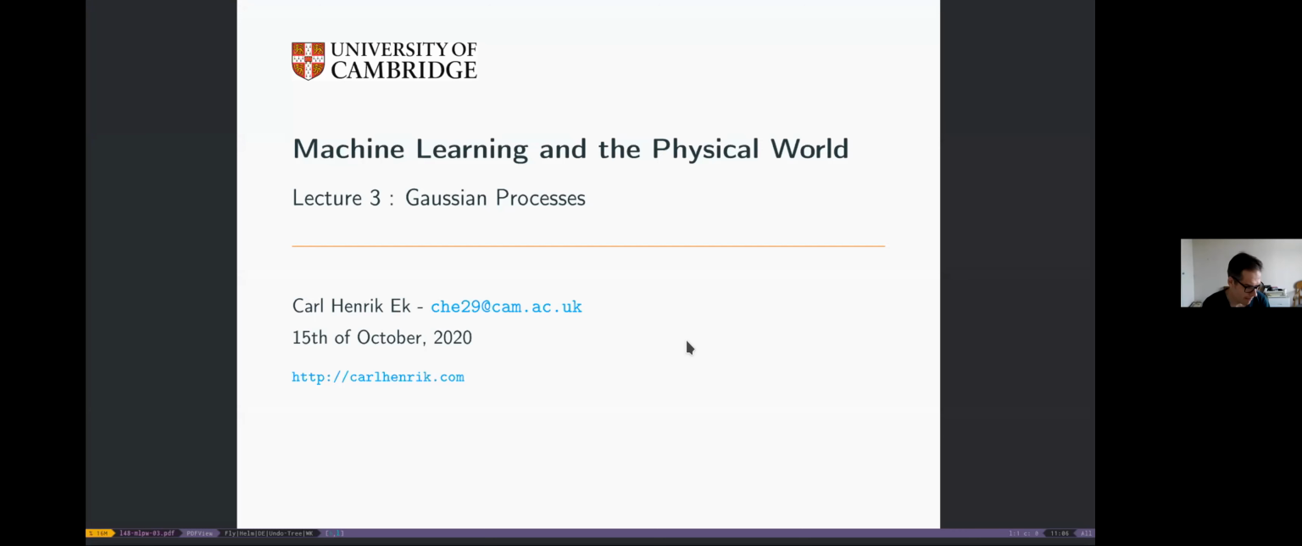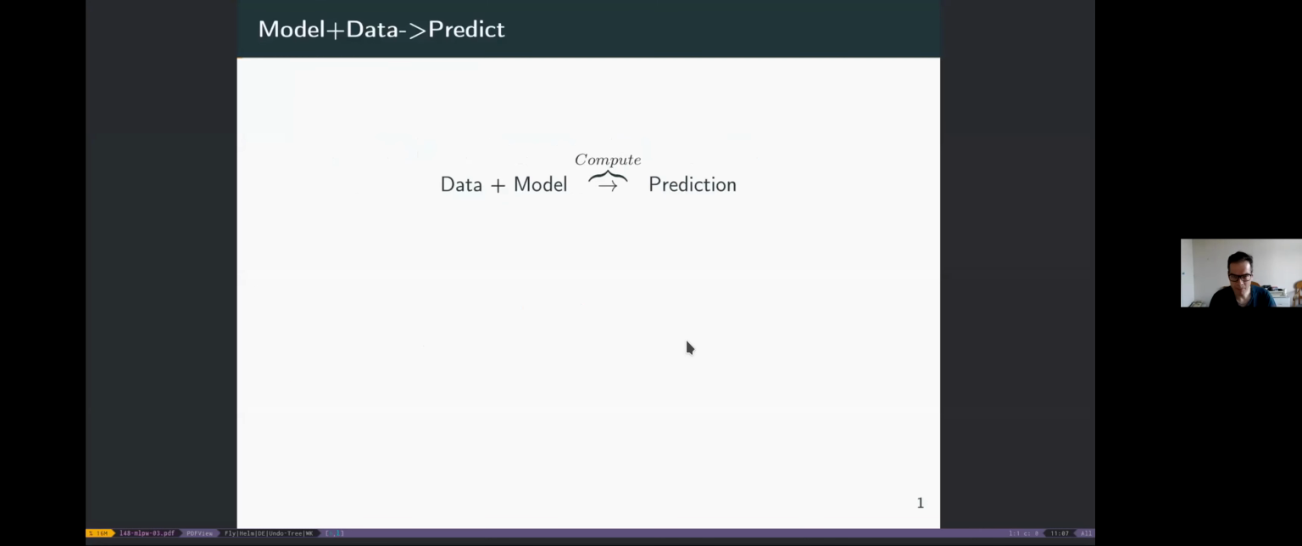Fantastic. So, welcome back. Today we are going to talk about Gaussian processes. But to begin with, let's do a bit of recap to align the first two lectures and see where we're heading today. So Neil put up this definition of machine learning, which said data plus model plus compute allows us to do predictions, allows us to say something about the world. The model was where we input our knowledge, and data was the things that we could observe of the system.